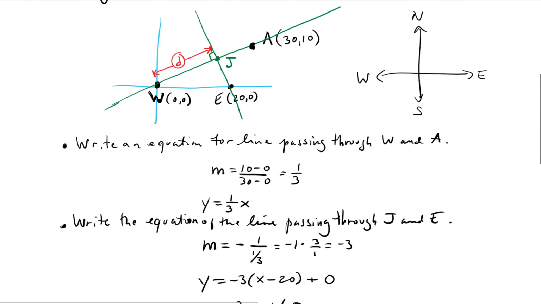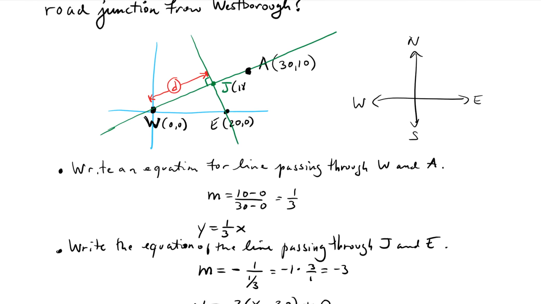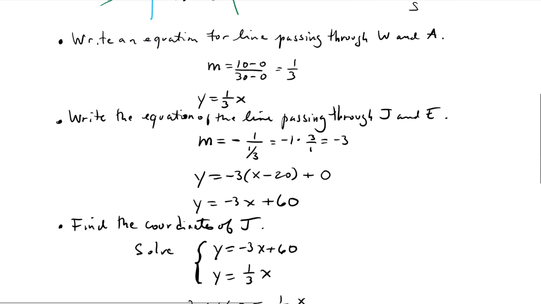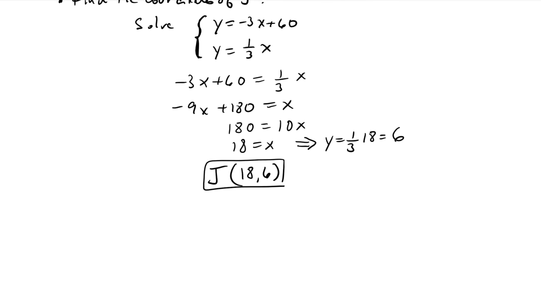Okay, so I can go back on my diagram. This is 18, 6. Makes sense, right? It looks like it should be a bit less than 20 for the x-coordinate, and obviously between 0 and 10 for the y-coordinate, so it makes sense. And now to find D, I need just to find the distance between J and the origin. So in other words, it's the distance between 2 points. So that's our last question.